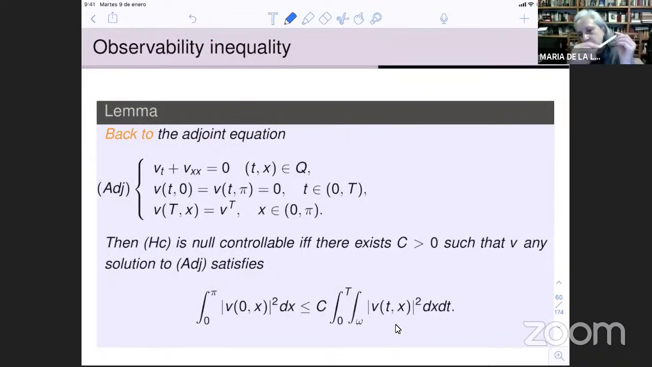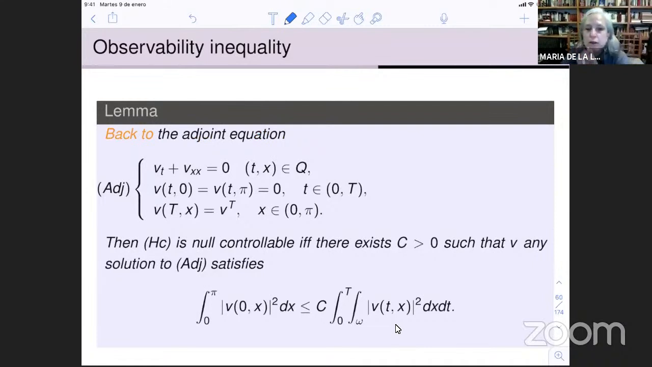So we remember that for the ordinary differential equation, we proved an observability inequality for the adjoint equation. So we may ask, what can we obtain in the case of the heat equation if we have this kind of observability inequality? So the result that we get for the heat equation is the following.